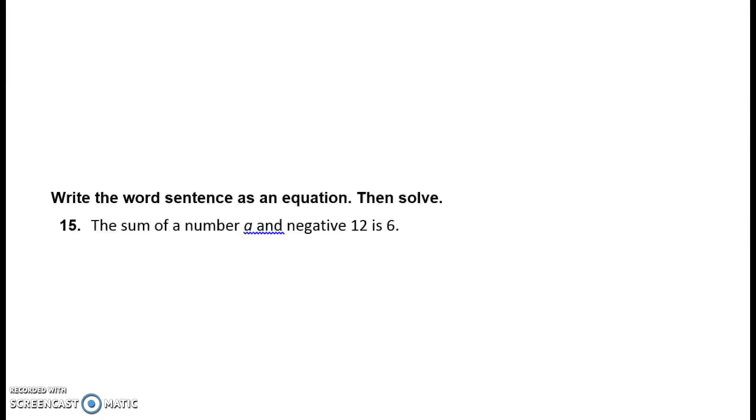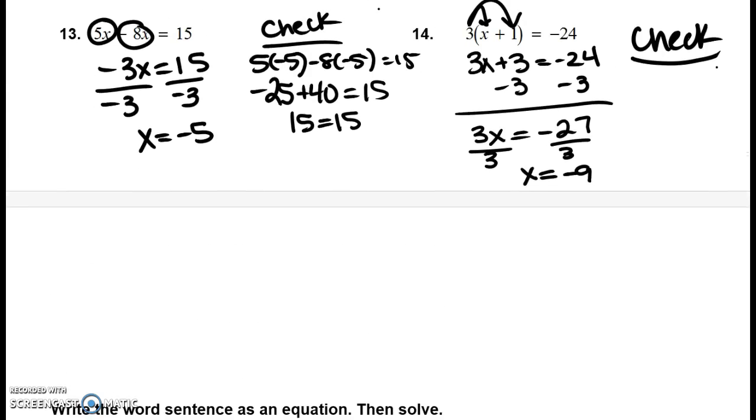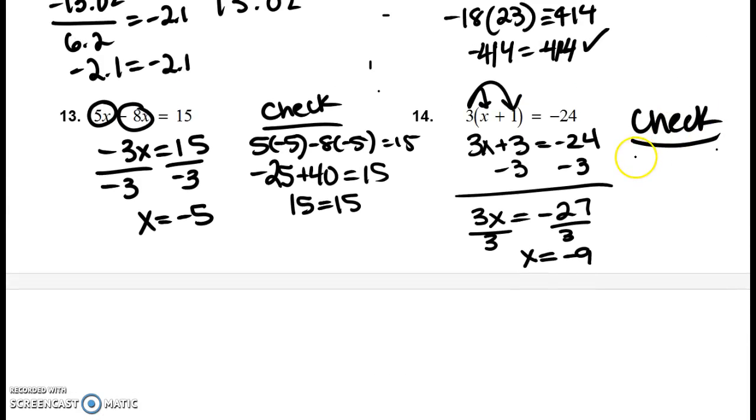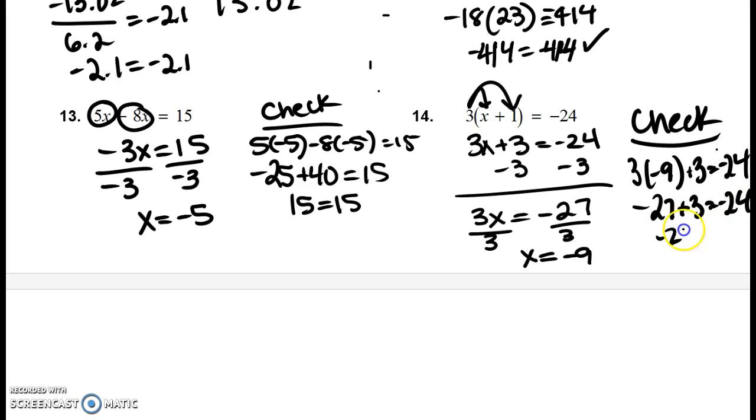Oh boy, what'd I do? There we are. And did it again. I should stop hitting the down arrow. So 3 times negative 9 plus 3 should equal negative 24. Negative 27 plus 3 really is negative 24, so negative 24 equals negative 24.